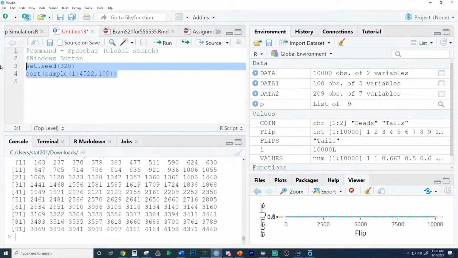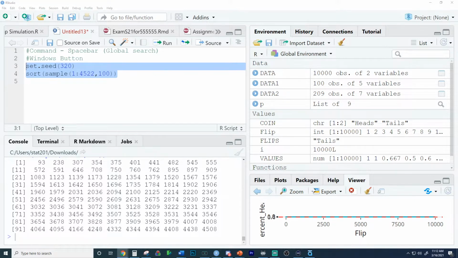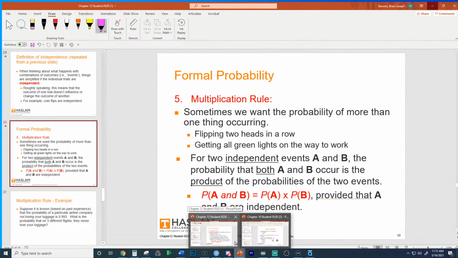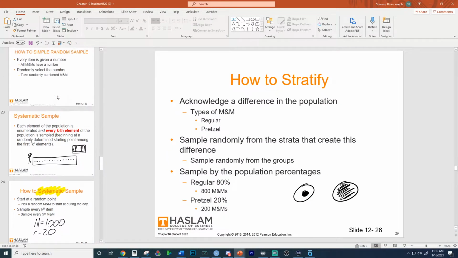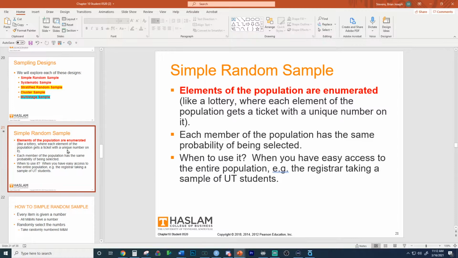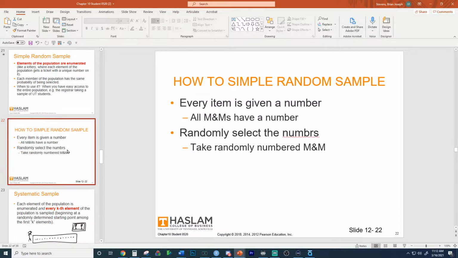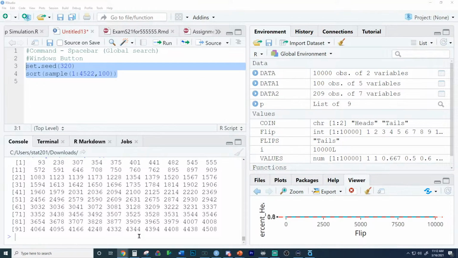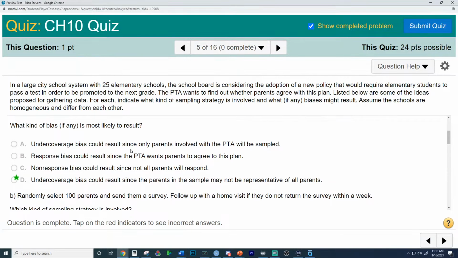And so we're just throwing a little 320. This would not be strata. Good guess right there, Alexander. Let's throw 20 points. It's not strata. Everyone is given a random number. Every item is given a random number, and then we randomly select those numbers. This is 100% a simple random sample.